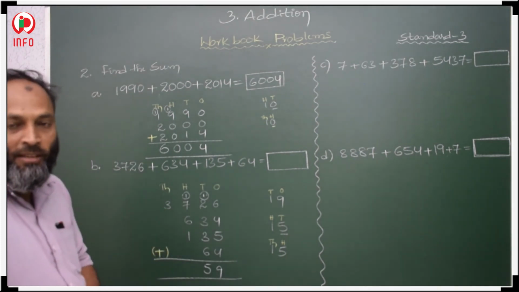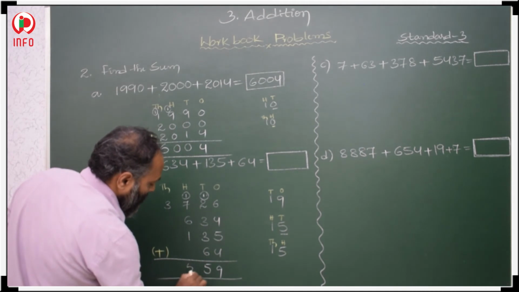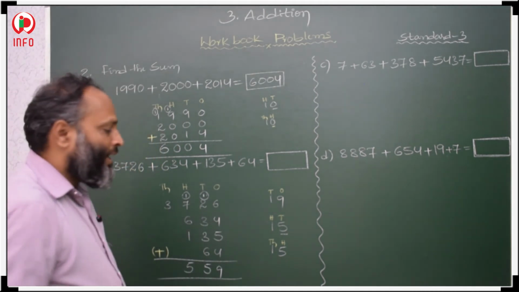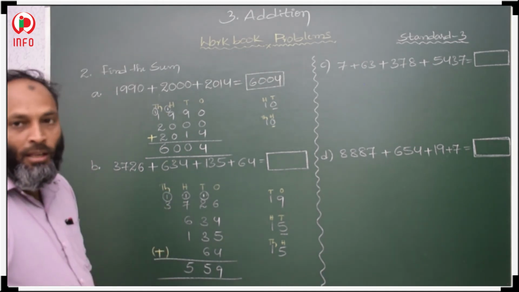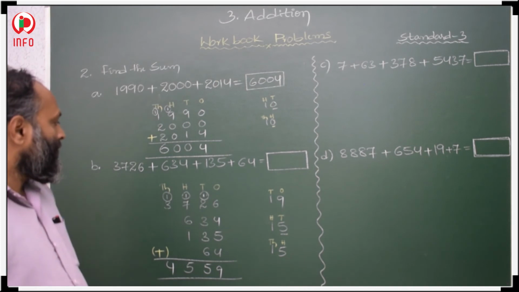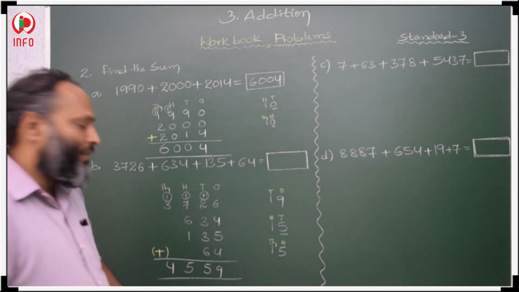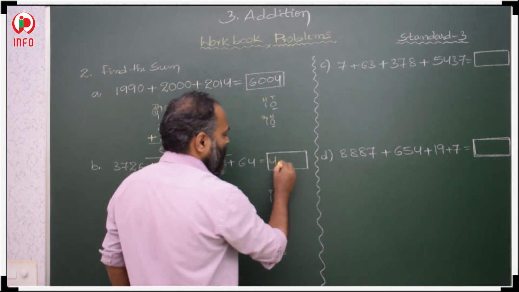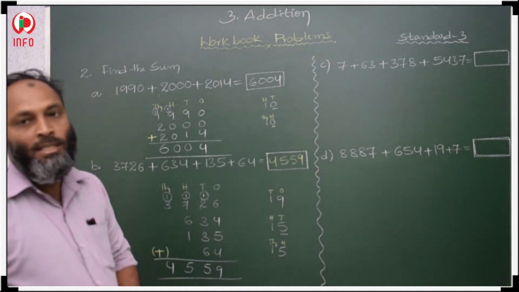Like this we have to take. Then how many hundreds we have? 5 hundreds. And how many thousands were there? That thousand we keep here. Now 3 plus 1 is 4. So what is the sum? 4,559. So this is the sum.